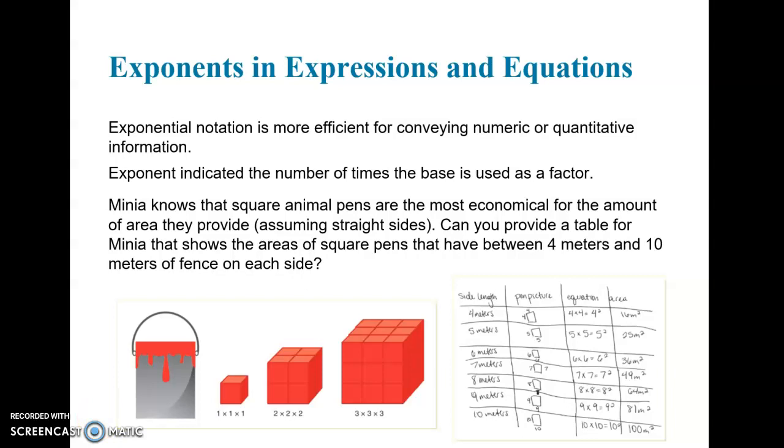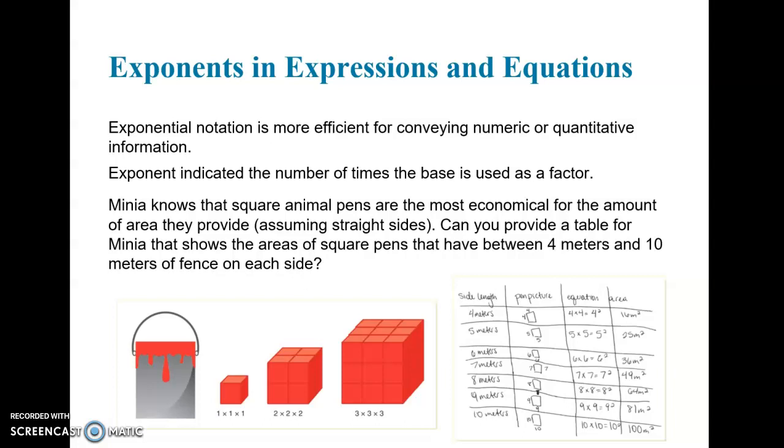An example of an expression would be 2 plus 5 to the third, which means 2 plus parentheses 5 times 5 times 5. Or if you have parentheses, (2 plus 5) to the third power means (2 plus 5) times (2 plus 5) times (2 plus 5), which is 7 times 7 times 7.